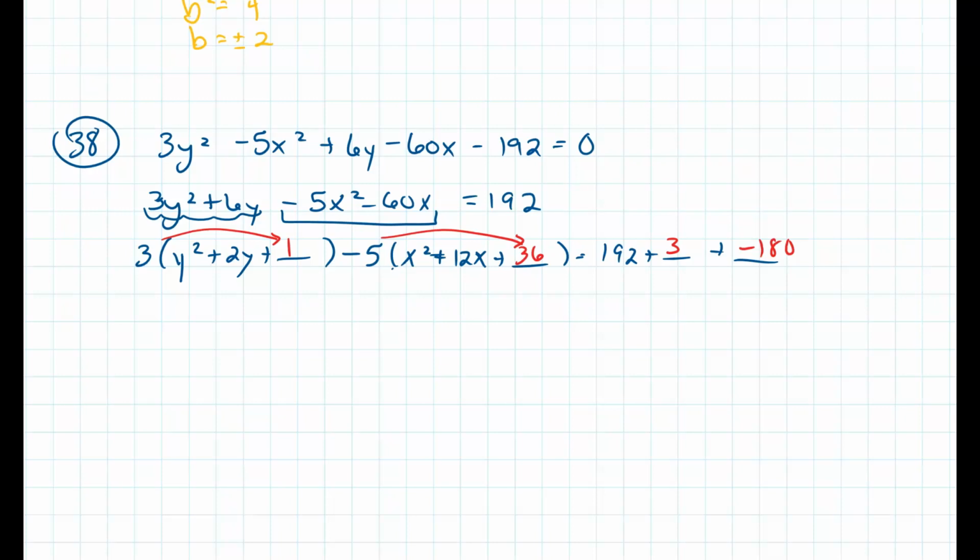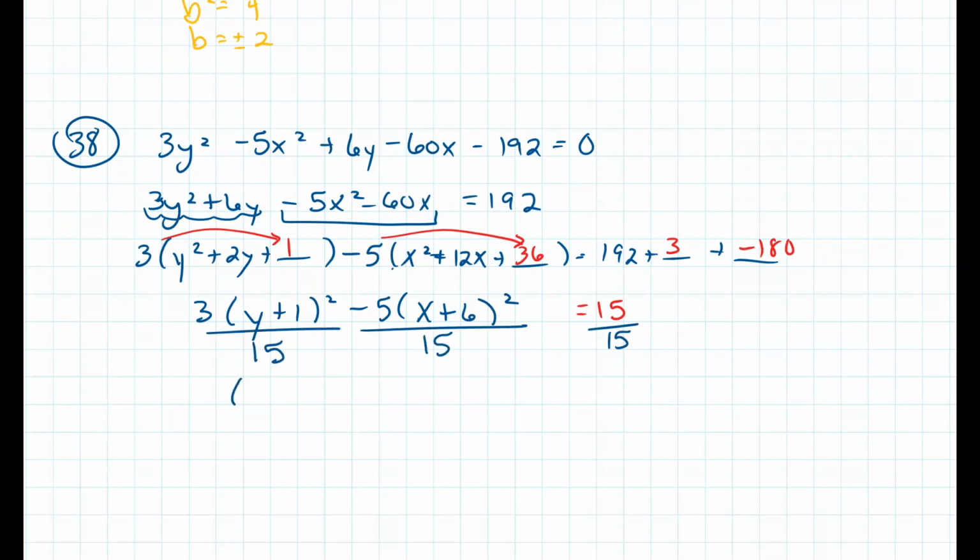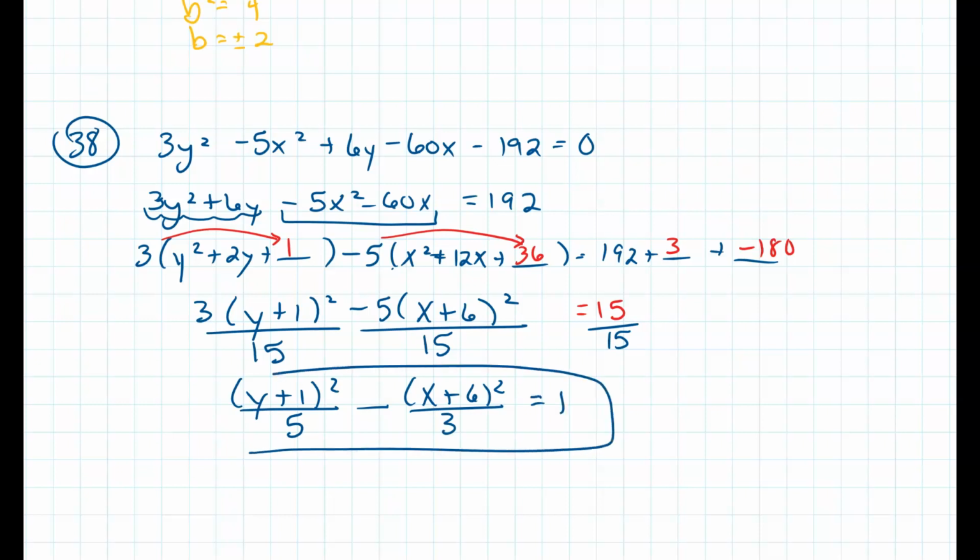I do believe this is going to equal 15 on the right. And then we're going to have here 3 times quantity y plus 1 squared minus 5 times quantity x plus 6 squared. So we just did the completing the square there. Remember, to be a hyperbola, though, you must equal 1. So we're going to divide by 15, divide by 15, divide by 15. So I get the quantity y plus 1 squared all over 5 minus the quantity x plus 6 squared all over 3 is equal to 1. So this is the standard form.